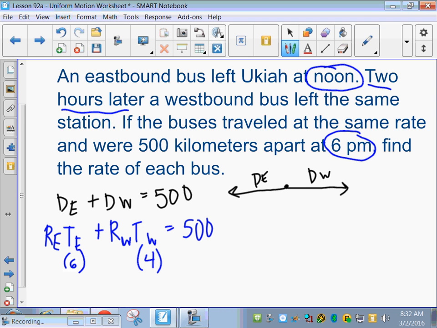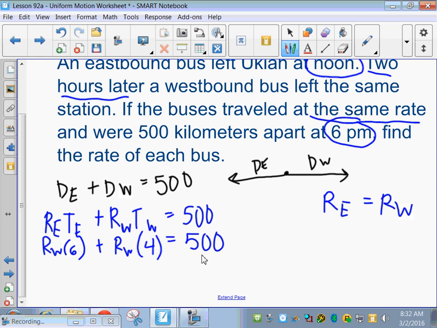All right, and then there's one more side equation we can write down. It says the buses traveled at the same rate. So that means that the rate of the eastbound is equal to the rate of the westbound. So you can plug in whichever one you want. So I'll make them both RW. And RW equals 500.